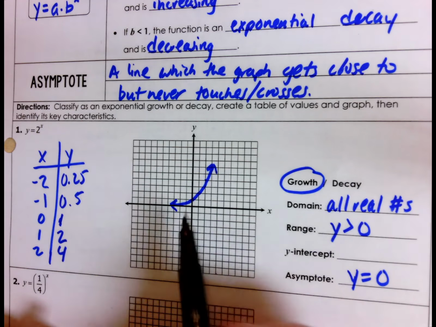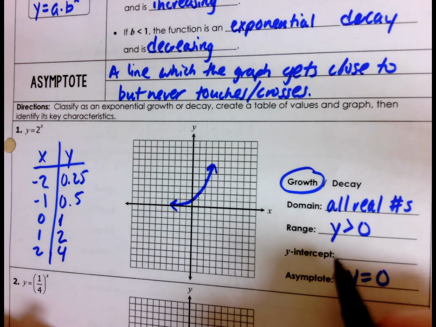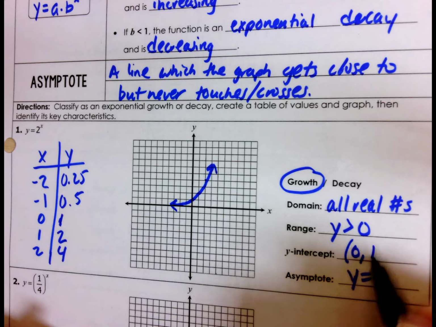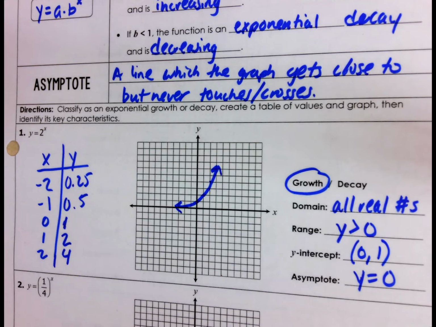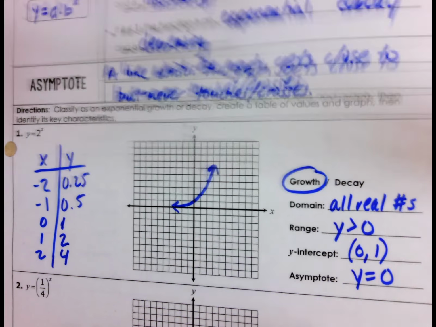And then the y-intercept is where it crosses the y-axis, so that is at 0, 1. Okay, so just very basic information about exponential functions, but just to give you an idea of what those look like. Let's do one more example.